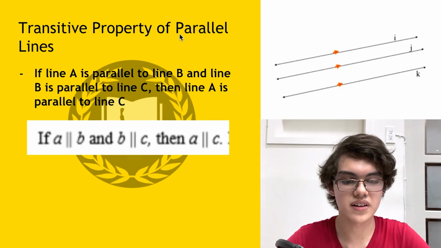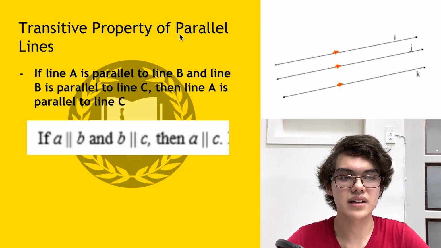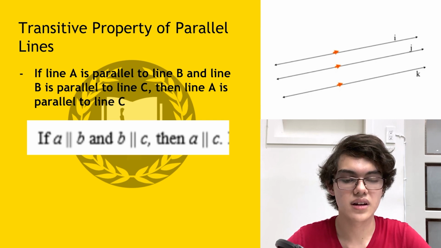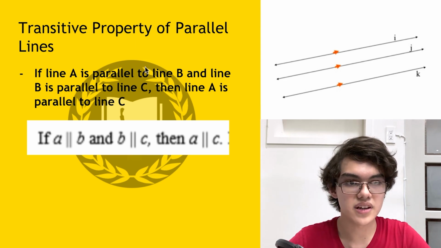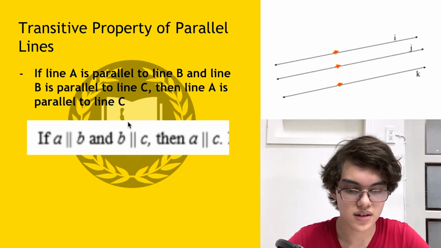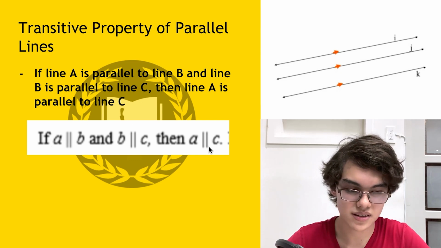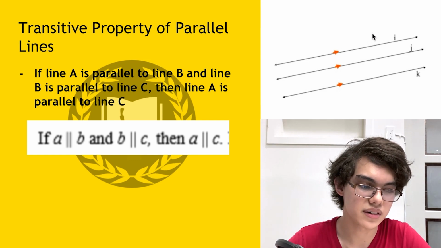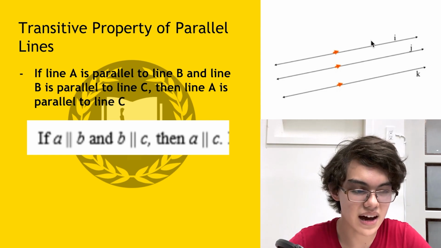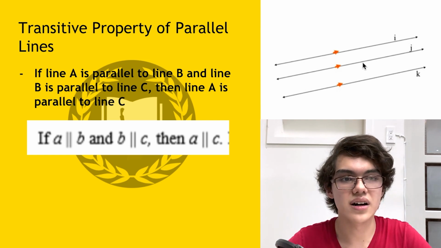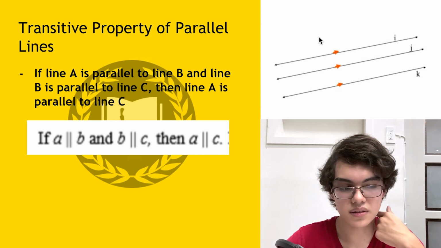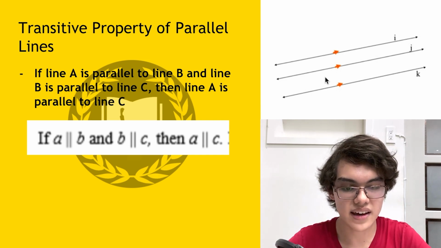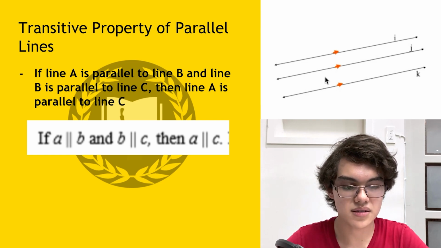And so, the transitive property of parallel lines. Parallel lines have a transitive property, which means that if line A is parallel to line B, and line B is parallel to line C, then line A is parallel to line C. So this is how you'd write it out in fancy ways. And in this diagram here, let's say that we know that line I is parallel to line J, and we also know that line J is parallel to line K. And so we would then be able to know that line I is parallel to line K because of the transitive property of parallel lines.